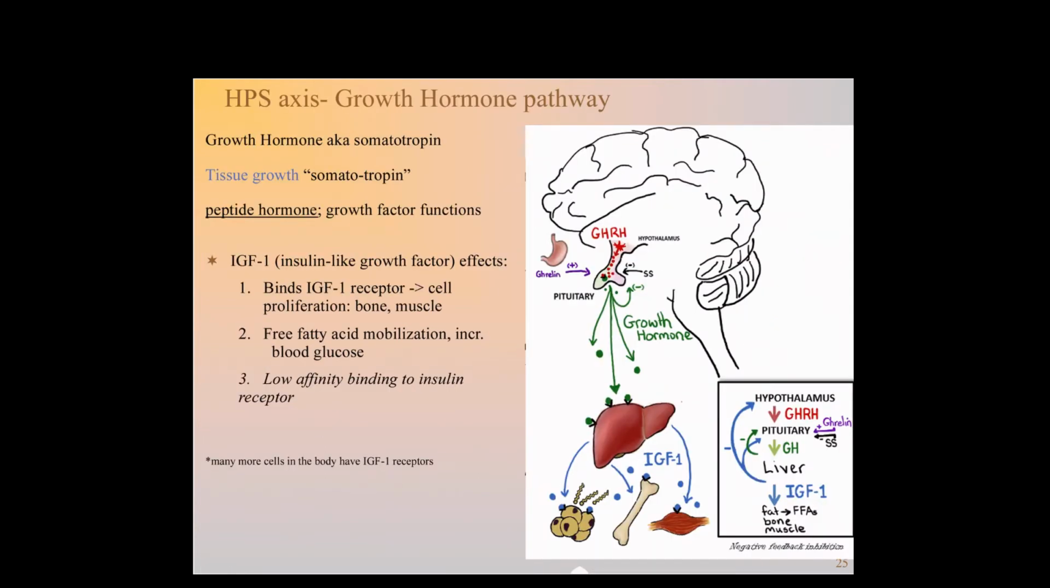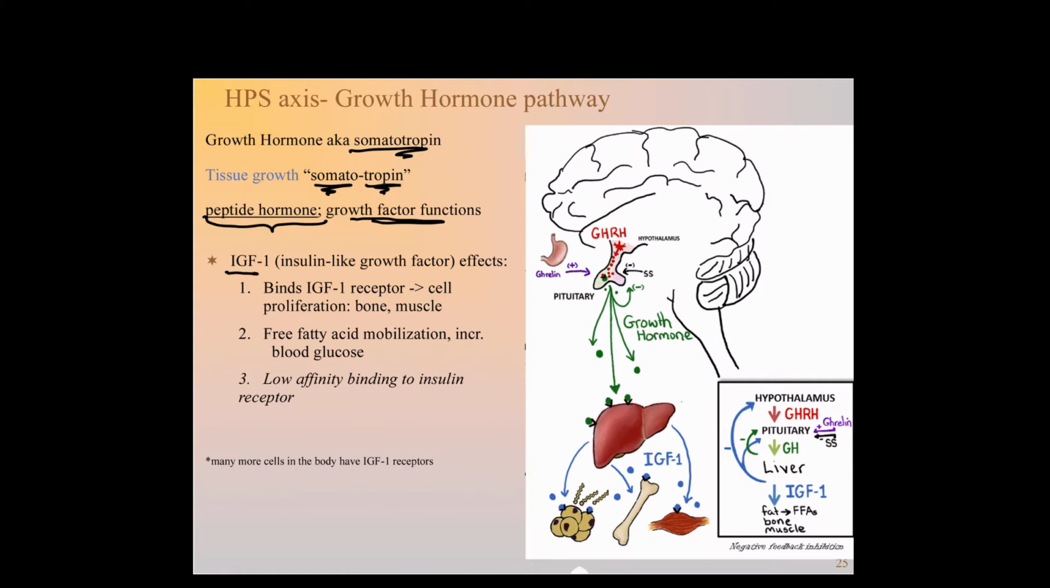We also call growth hormone somatotropin. The reason for that is that somato means tissue or body, and tropin means growth. So somatotropin is really, in a sense, the same thing as saying growth hormone. This is a peptide hormone. So when you remember peptide hormones, you couldn't take them orally because they would be broken down by peptidases in your GI. And these also have growth factor functions.